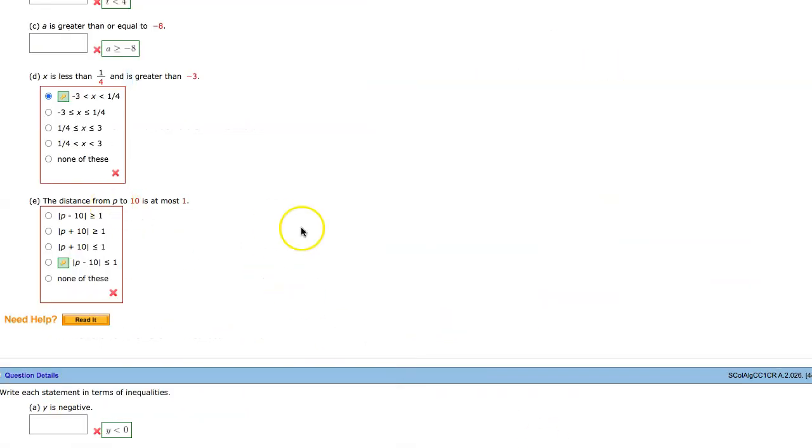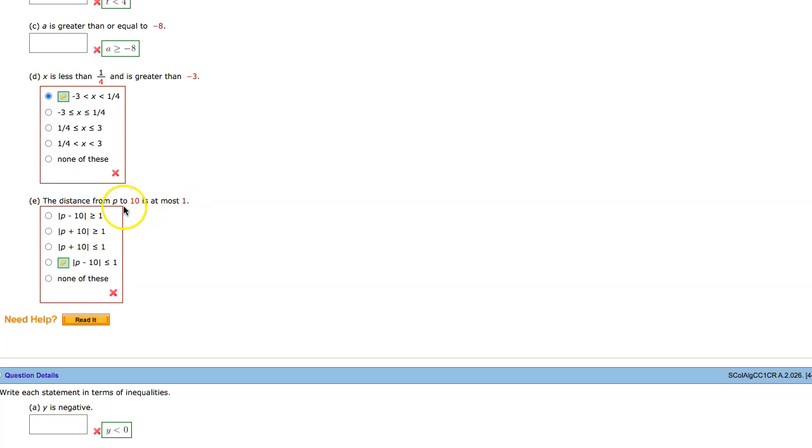Now, let's read part E. The distance from P to 10 is at most 1. Now, at most means no more. So the distance from P to 10, remember, guys, that's absolute P minus 10. We talked about that earlier, right? If that's rusty, go back. So absolute P minus 10 is at most 1. Now, it can be 1.